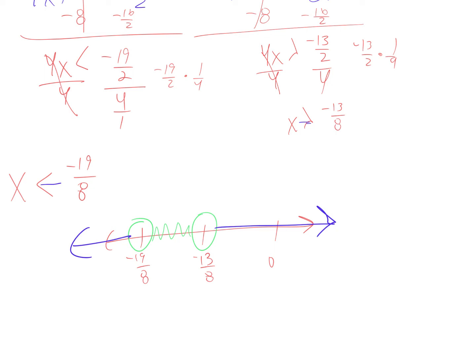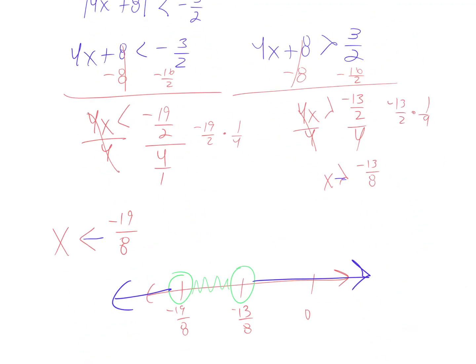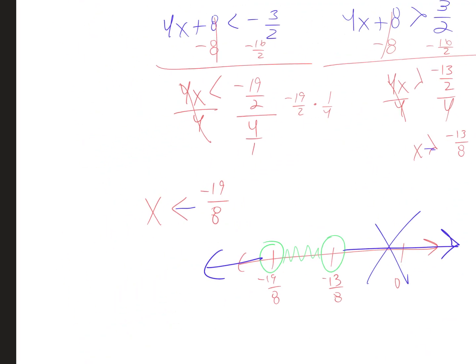Yeah, it should work according to how we have it shaded, but let's check. If I plug in 0 here, I have the absolute value of 8. If I multiply the absolute value of a positive number times another positive number, is it ever going to be less than a negative? No. So that doesn't work. Plug in something to the right.